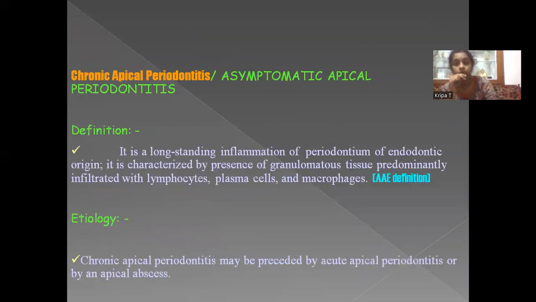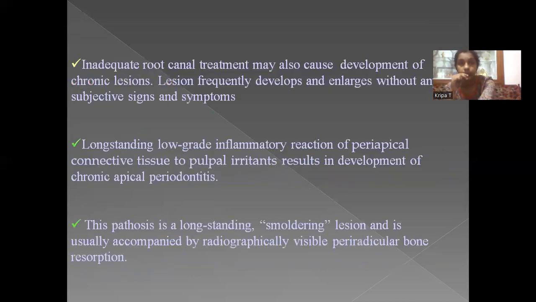Next is chronic apical periodontitis, which is a long-standing inflammation of the periodontium of endodontic origin, with the presence of granulomatous tissue infiltrated with chronic inflammatory cells. It may be preceded by an acute apical periodontitis or by an apical abscess. Inadequate root canal treatment can also develop into a chronic lesion. The lesion develops and enlarges without any subjective signs and symptoms.